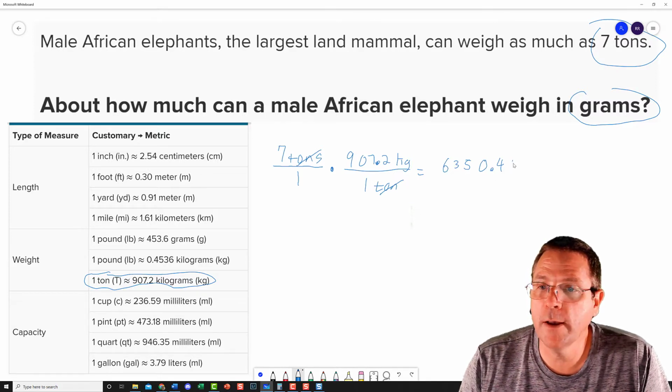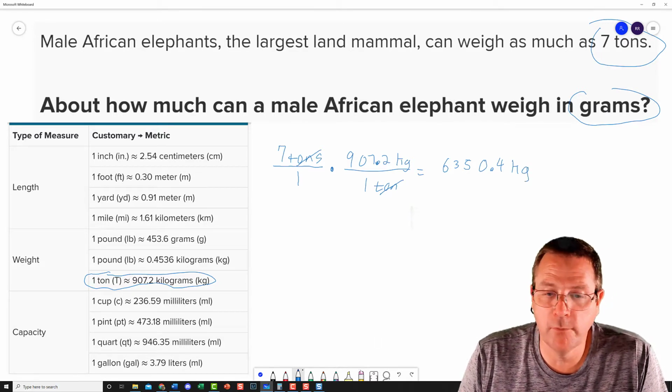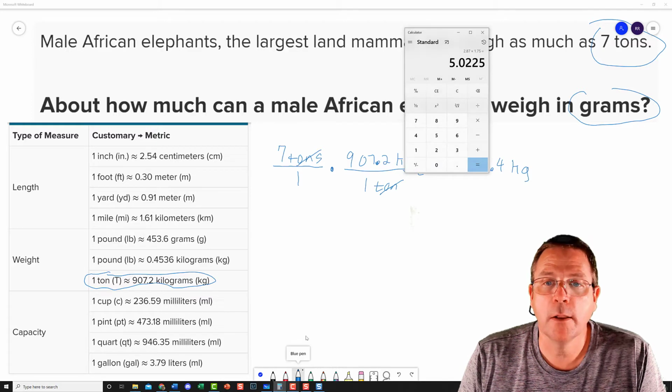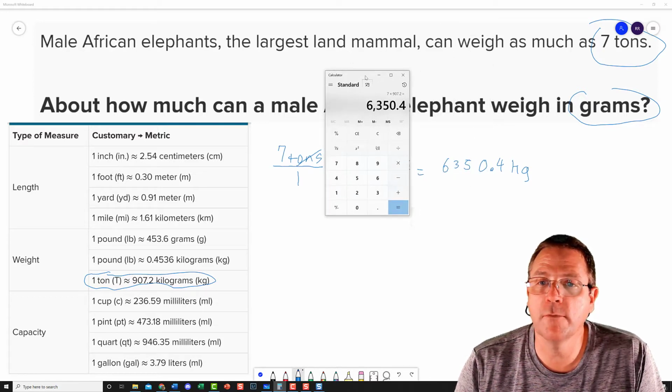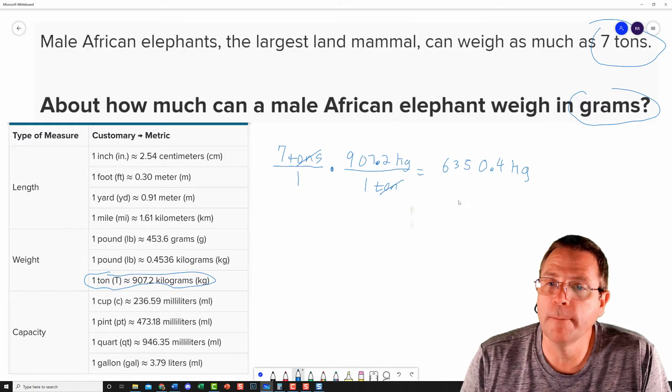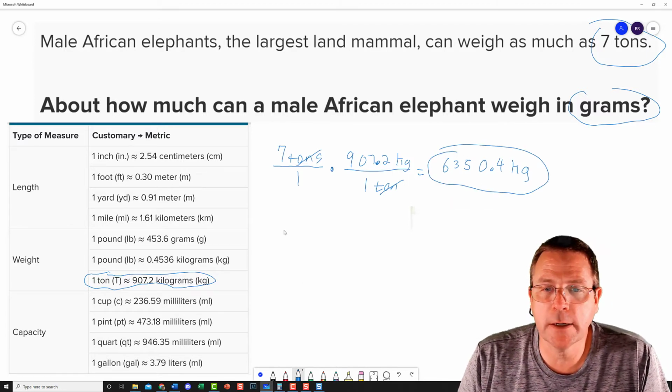So let's see if I am right on that. So I have 6,350.4 kilograms. Let's see if I did that right in my head. 7 times 907.2 is equal to 6,350.4. Dang, I'm all right. So that is the start. We're going to circle it, not because it's the answer, but it is an important sub-answer.